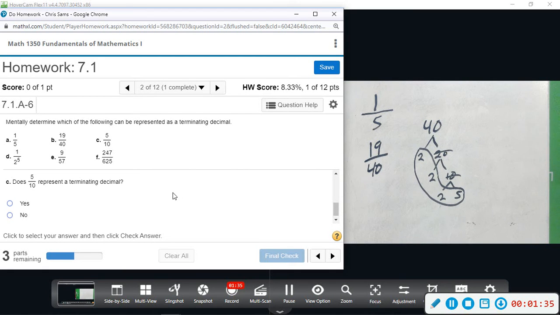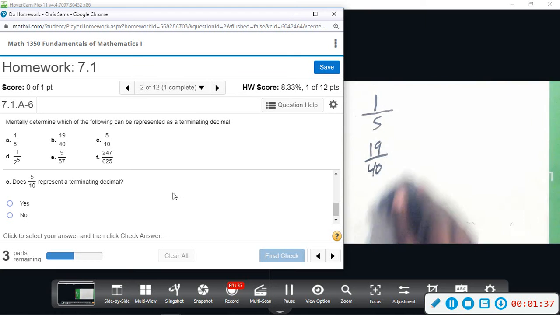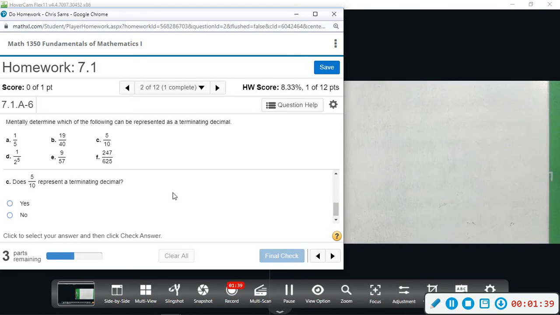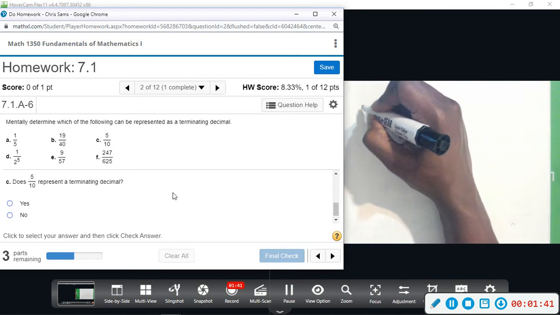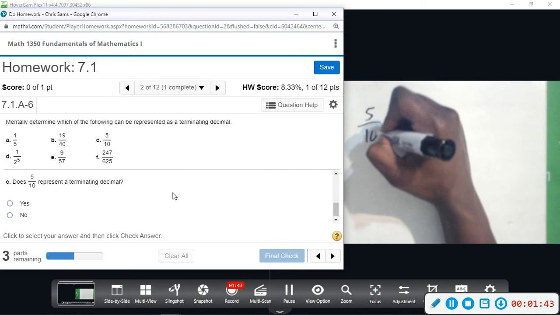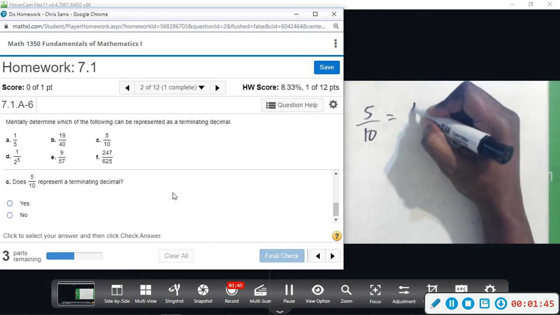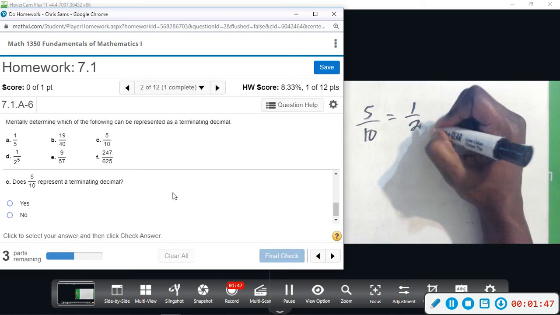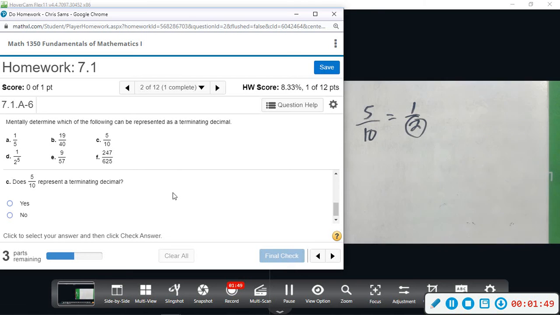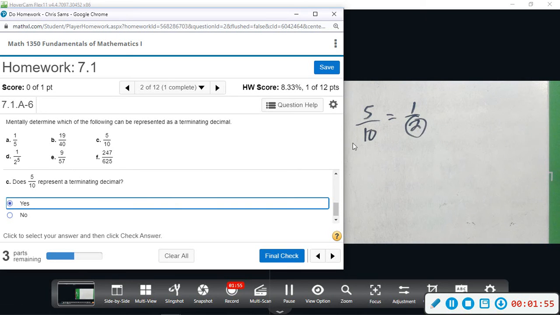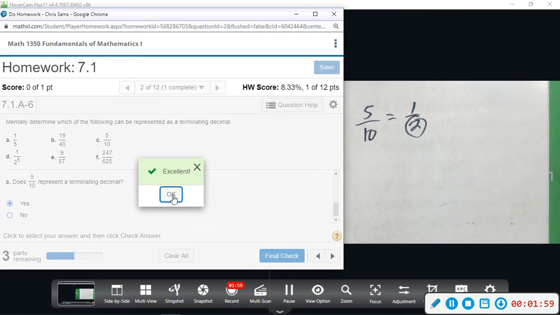Alright, C, we have 5 over 10. This reduces to 1/2, and we only have 2 in the bottom, so it has to be 2's and 5's only. So this only has 2's or 5's, only has 2, so that can be expressed as a terminating decimal.